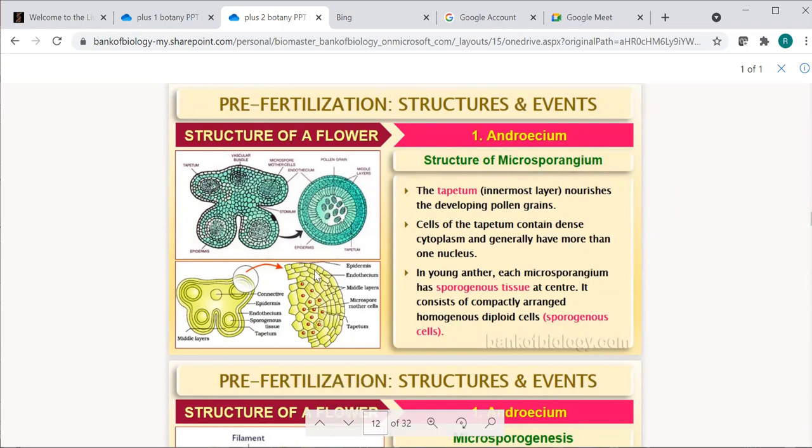You can see epidermis, then endothecium, then उसके अंदर middle layer, then tapetum. उसके अंदर there are pollen grains which are getting prepared. So the middle layer gives food to the tapetum and tapetum gives it to the pollen grain for their nourishment. And inside the sporangium, there is a sporogenous tissue at the center, which consists of diploid cells.